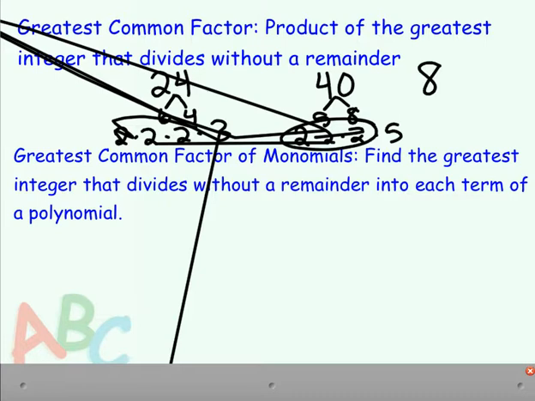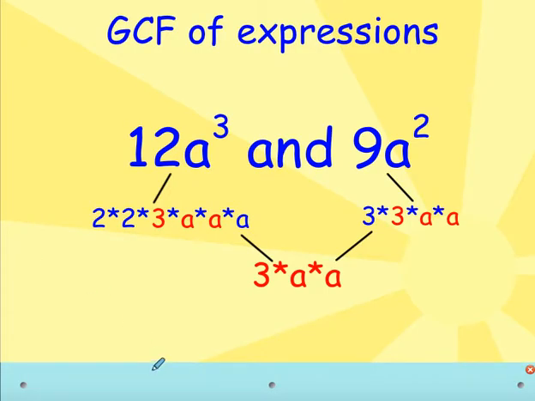Now when we have polynomials or monomials, we want to find the greatest common factor of those as well. So we would say that is finding the greatest integer that divides without a remainder into each term of the polynomial. Most of the time when we're thinking about our monomials, we have variables as well. So if we had something like 12a to the third and 9a squared, we could break those up into 2 times 2 times 3 times a times a times a, and 3 times 3 and a times a. Now what they have in common is this 3 and 2 a's. So we would say that the greatest common monomial is 3a squared.